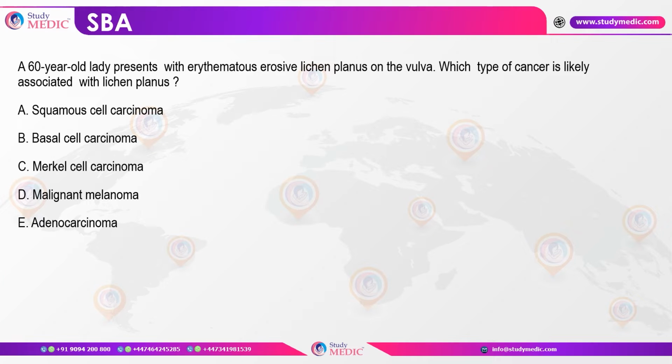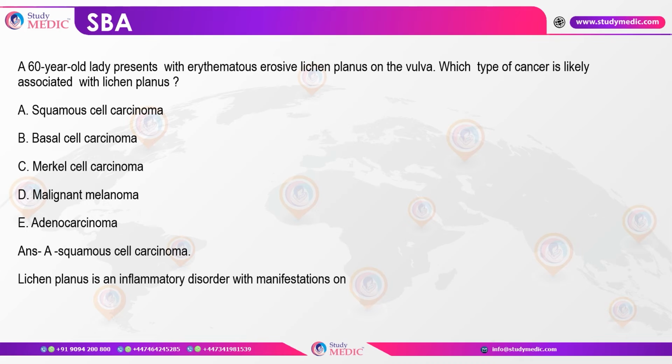The other type of questions are asked about lichen sclerosis and lichen planus. So you have a 60-year-old lady who is presenting with erythematous erosive lichen planus on the vulva, and which is the type of cancer that is likely to be associated with lichen planus. Remember, again, squamous cell carcinoma is the most common histological type, and this is associated with lichen planus as well as with lichen sclerosis.